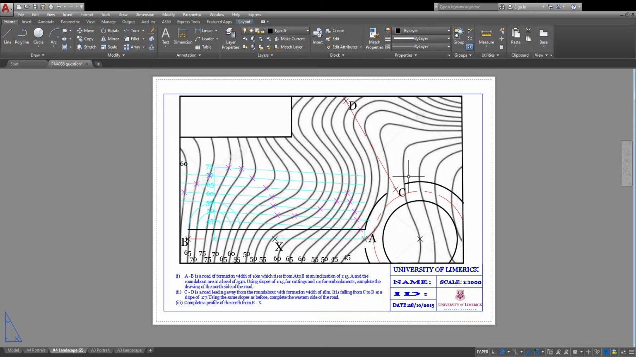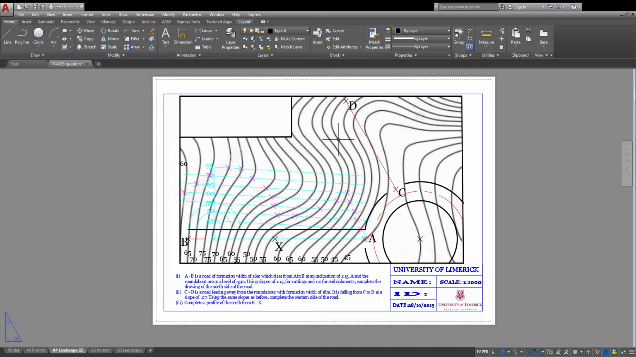So once again, similar thing. We're still going to use the 1:1.5 and the 1:2 for cuttings and embankments. But this time our measurement changes. We're going to go from C to D. As we can see with our contour line, C is also on the roundabout, so it's also 45 meter height. So what we can look at is now it's going to fall from C to D at 1:7.